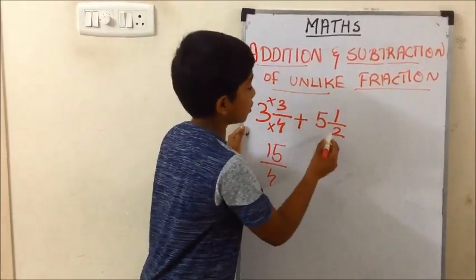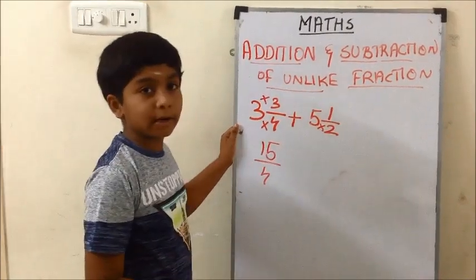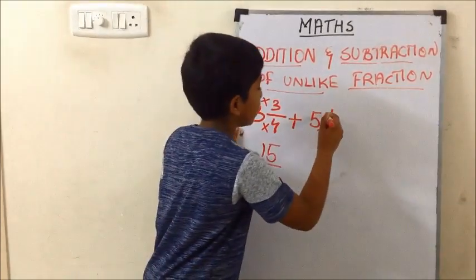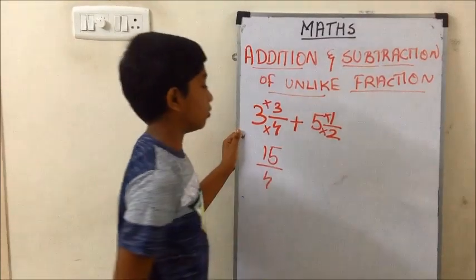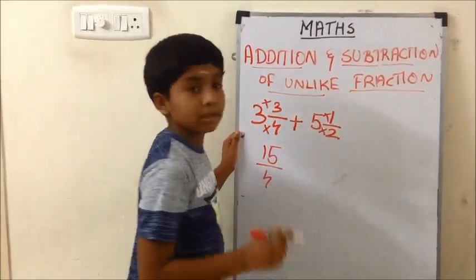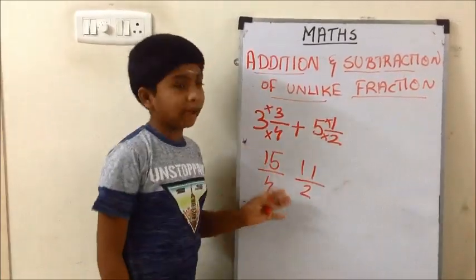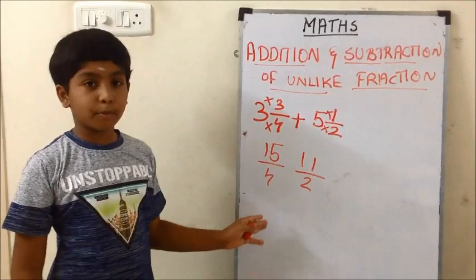The next one is we need to multiply these two numbers and then we will get one total answer. From there we need to add this numerator. 5 into 2 is 10. 10 plus 1 is 11. So 11 by 2. Now we have converted into the improper fraction.